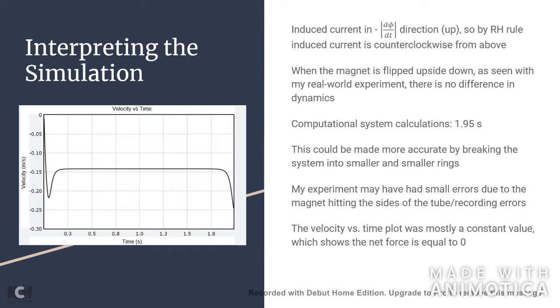This could be made more accurate by breaking the system into smaller and smaller rings. My experiment also may have had small measurement errors due to the magnet hitting the sides of the tube and/or recording errors. The velocity versus time plot, shown here on the left, was mostly a constant value, which shows the net force is equal to 0.